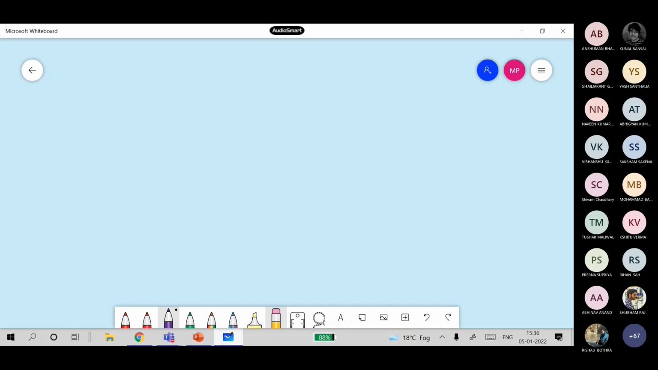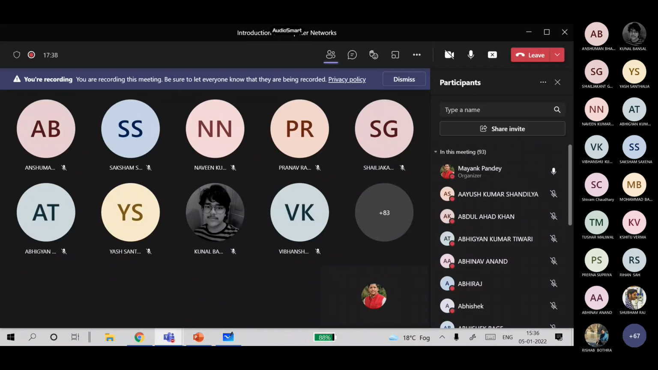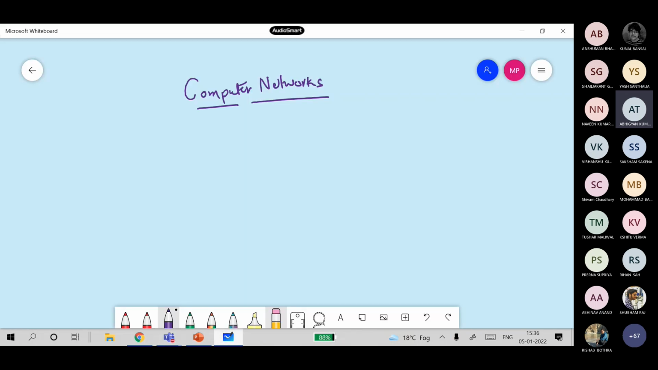Anybody can tell me what they know about computer networks? If I start from you guys, what is computer networks for you? Abhigyan, anybody can tell? Mainly, sir, how client and server requests will be handled. Study about that. In a sense, you are right, but it is a more technical answer.